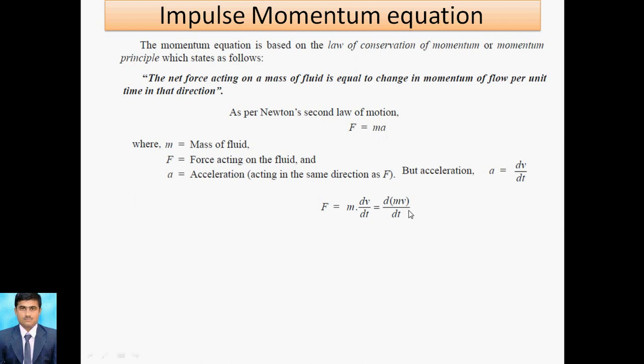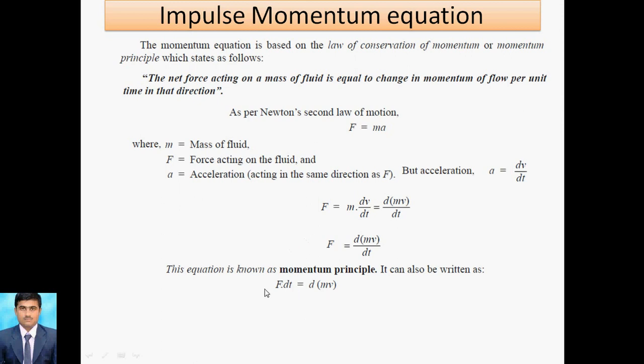So mv we can write like this. Here the statement is: change in momentum with respect to time. Okay, change in momentum. This equation is called the momentum equation. So we can write F dt = d(mv).